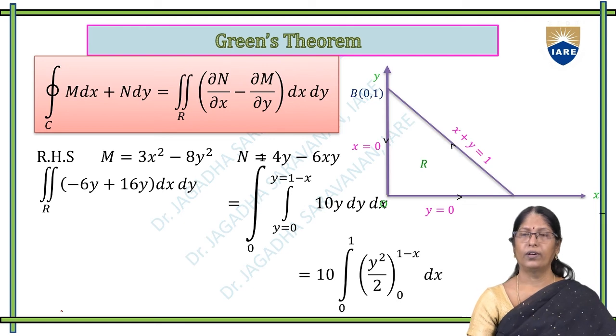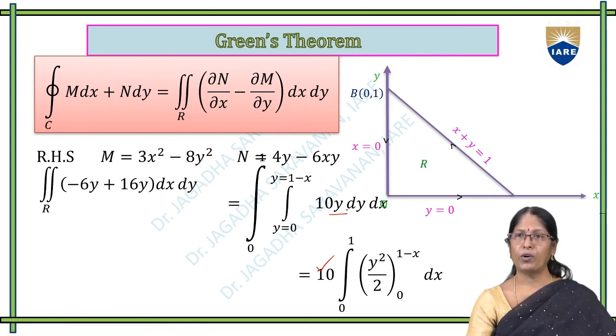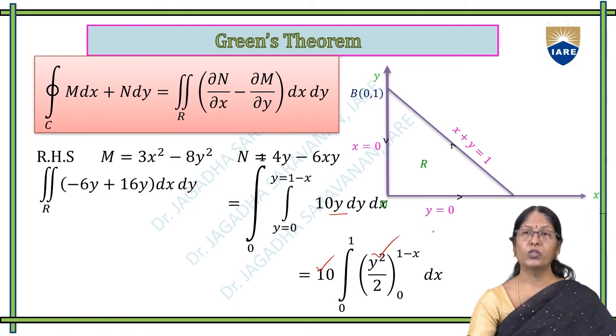Now, this 10 we kept it here. Y, that is y power 1. Simple integration: y square by 2, that is y power 1 plus 1 by 1 plus 1. Y square by 2. Upper limit is 1 minus x. Lower limit is 0. That is what we are going to focus on.